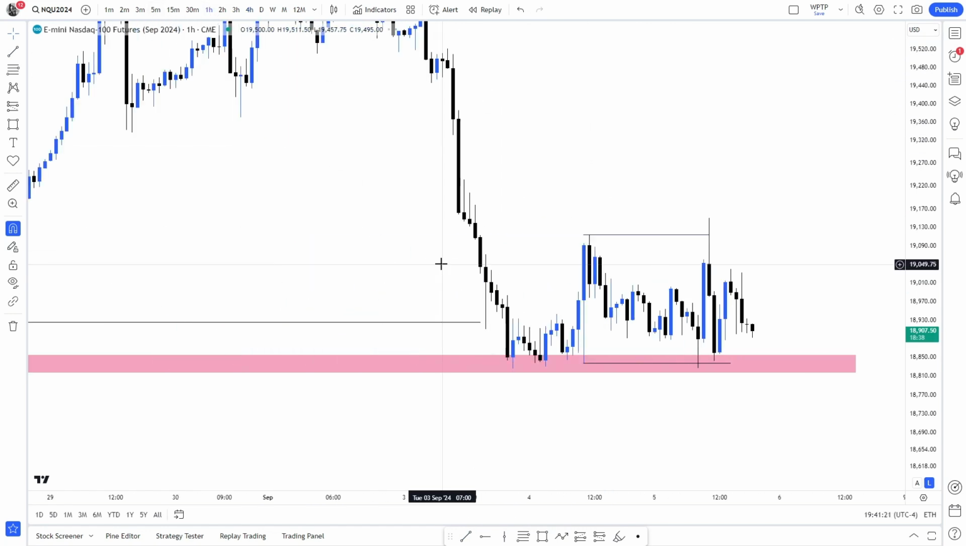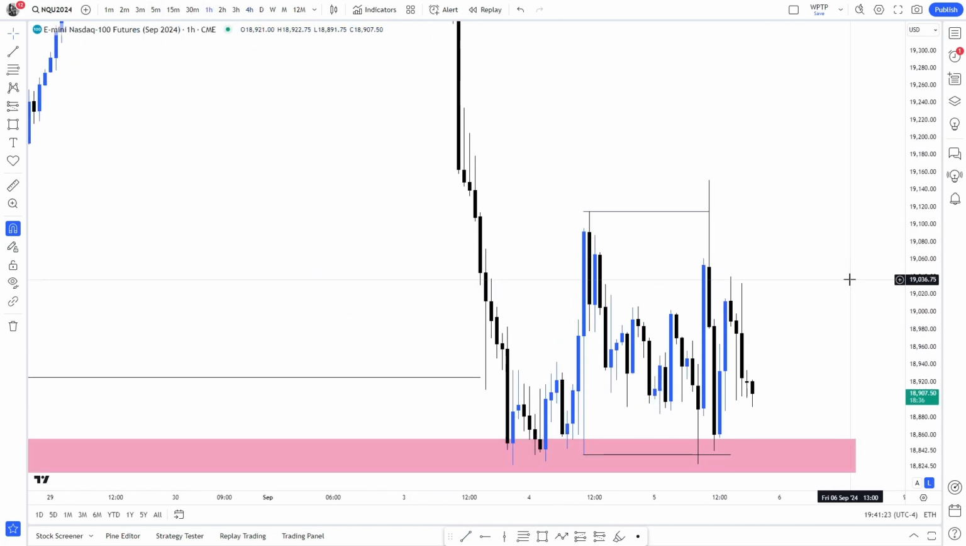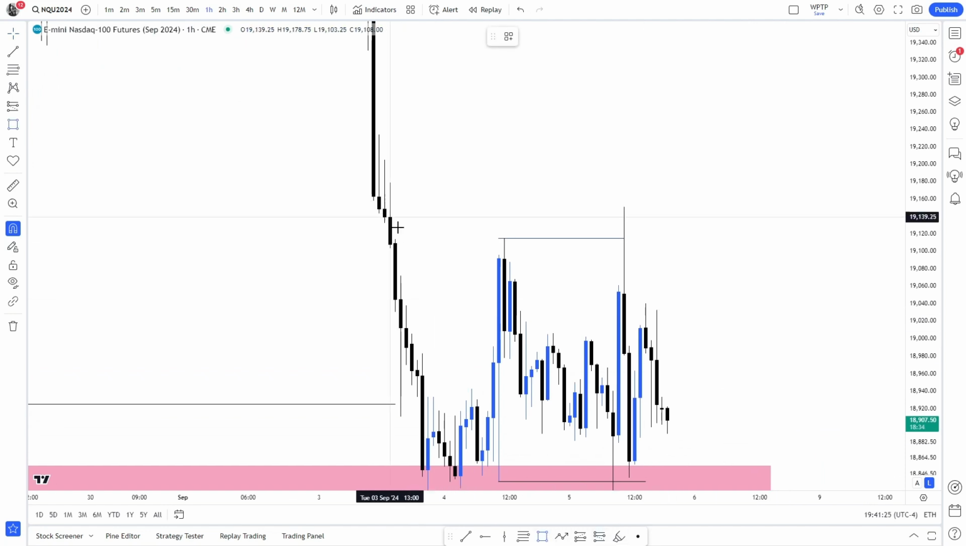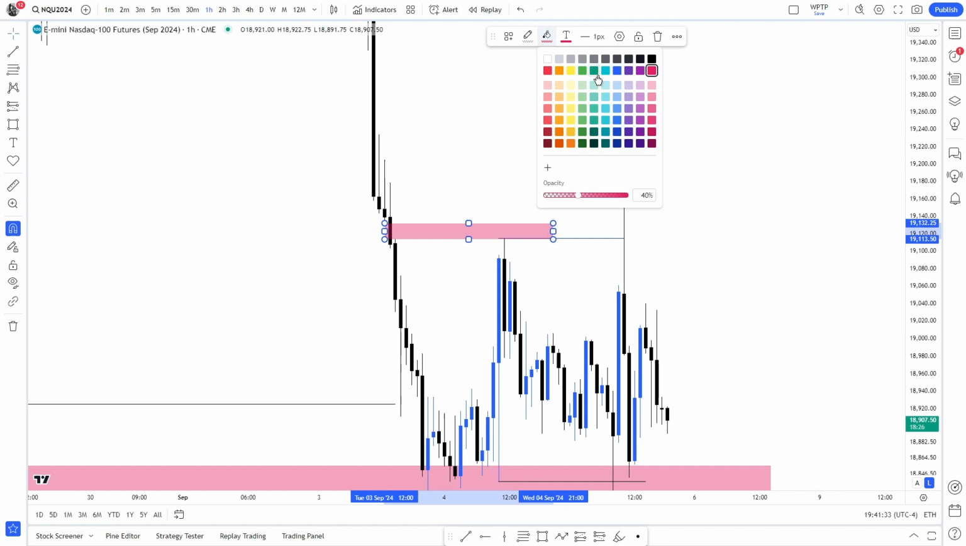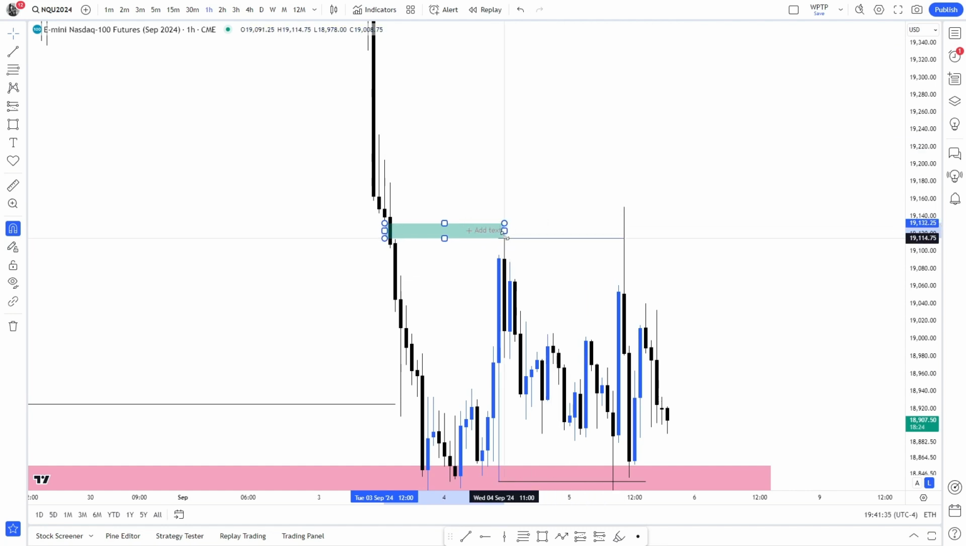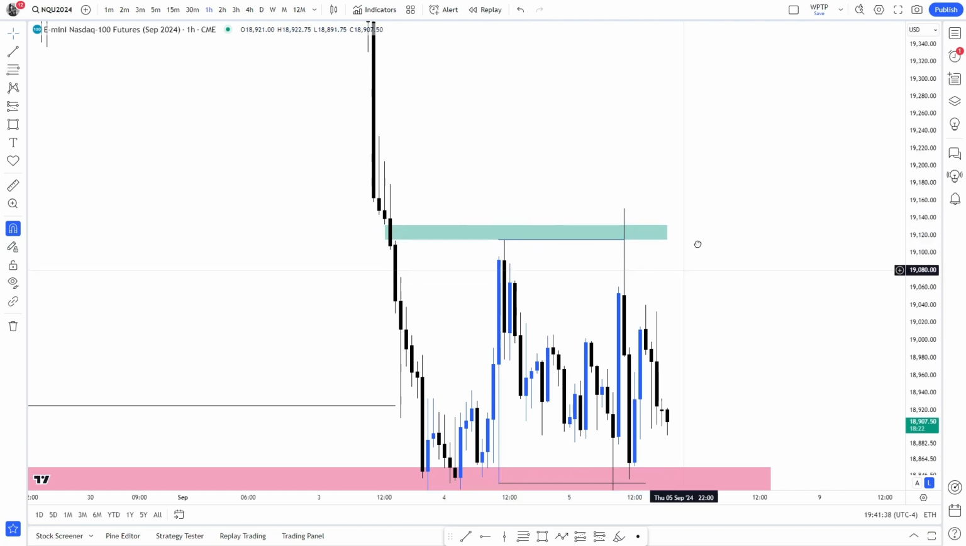And if we go down to the hourly, you can see on the hourly time frame this high rests within this imbalance, so that created the breakaway gap draw on liquidity.